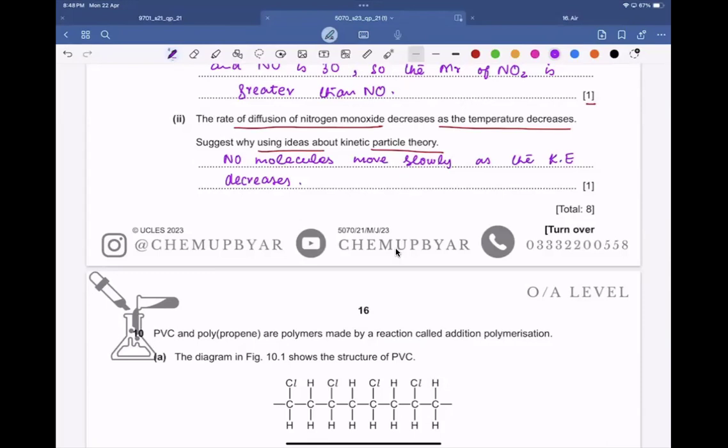Why would the particles be less? The particles are the same. Only the kinetic energy would decrease, which makes the molecules move slowly.